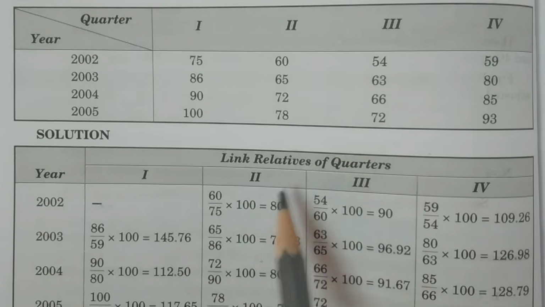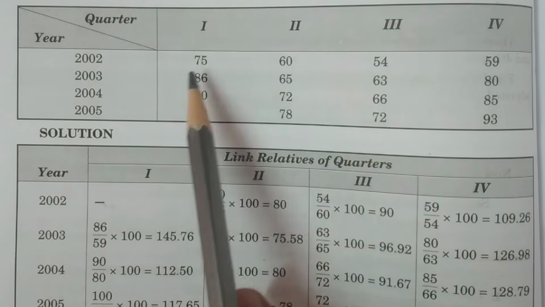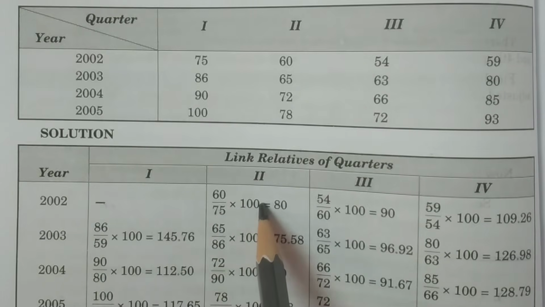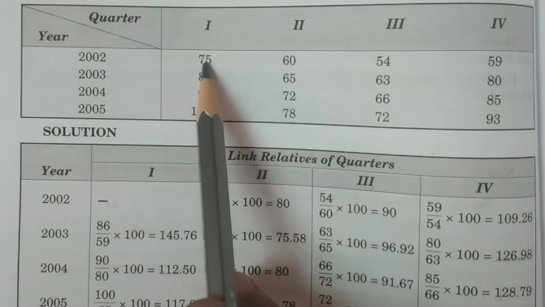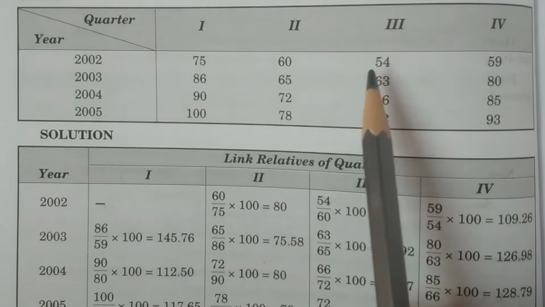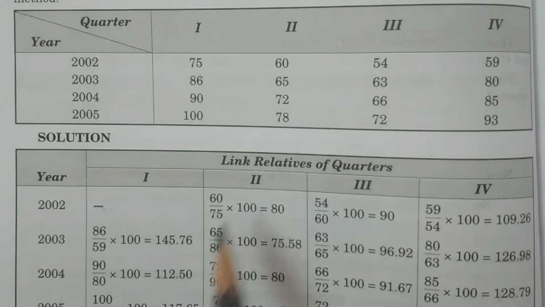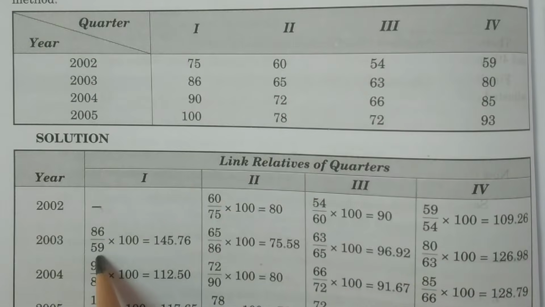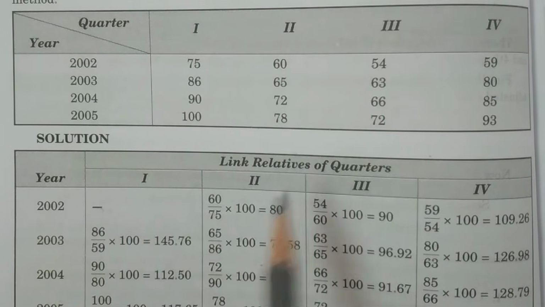For the second season onwards, the current figure 60 divided by 75 into 100. Are you able to follow? Current season figure is 60 divided by 75 into 100. That is the formula of LR, link relatives. So 54 by 60 into 100. Similarly, 59 by 54 into 100, 86 divided by 59 into 100. Like that you calculate LR for all quarters in all years.